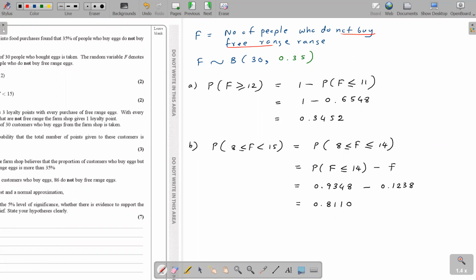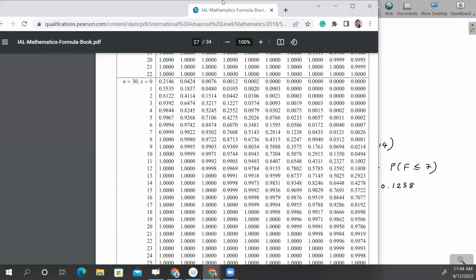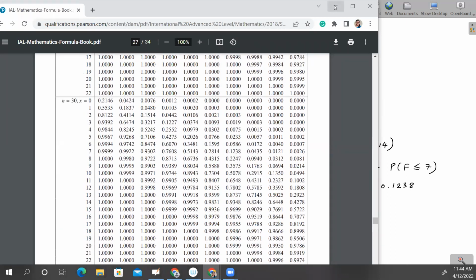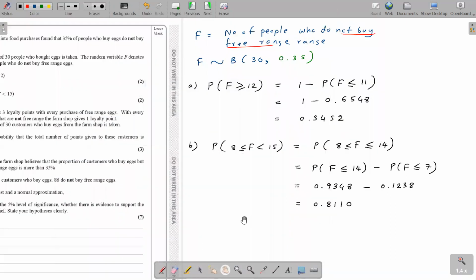I subtract the probability capital F is less than or equal to 7. Okay, and then we take the probability values from the Poisson table, from the binomial table over here, right? Okay. Then let's move on to the next part.